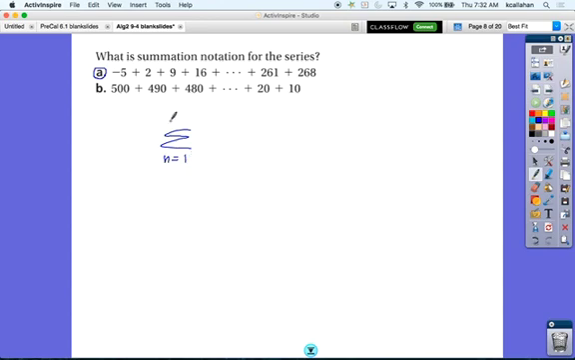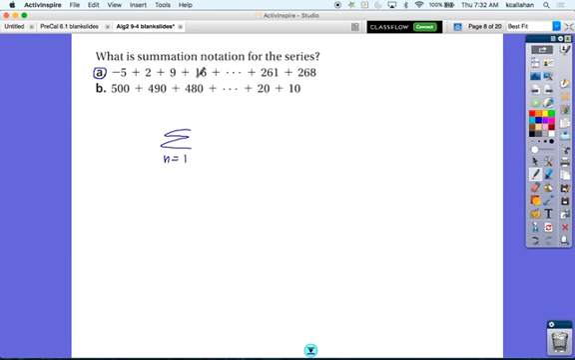Now, how many terms is there going to be? Well, that'll be the number on the top. We're not ready for that yet. We need to come up with our formula here for the a sub n. Well, look at our numbers. The numbers go from -5 to +2 to +9 to +16.